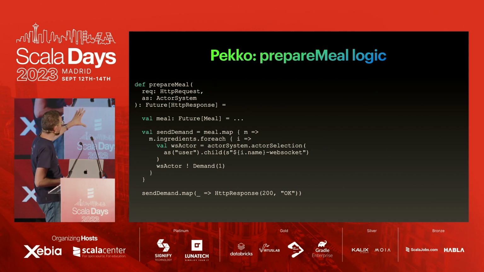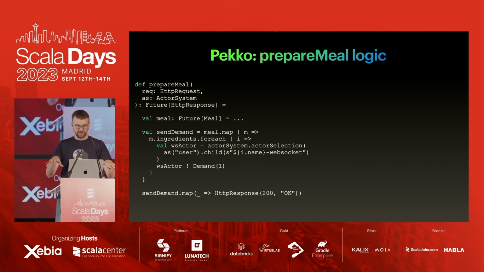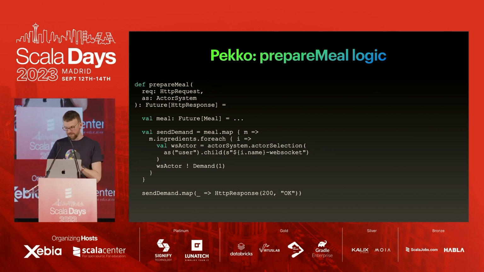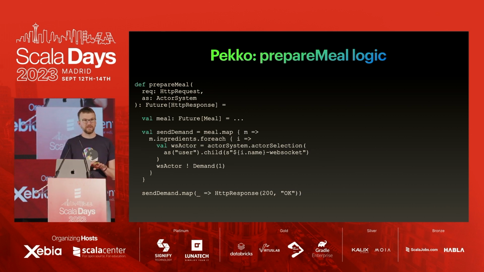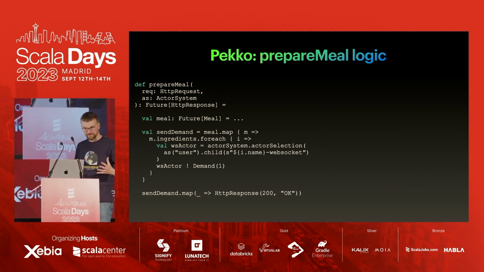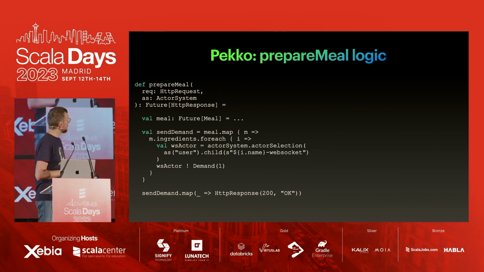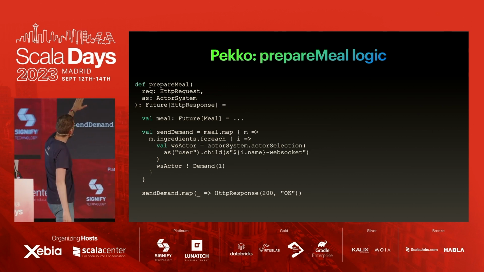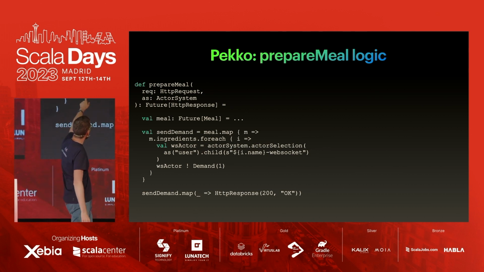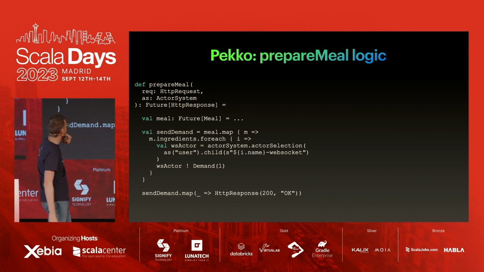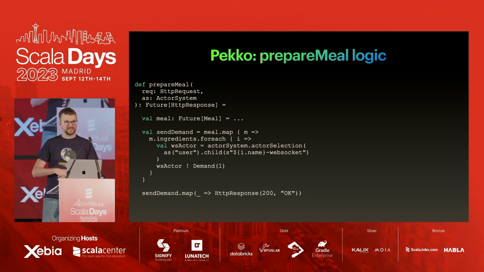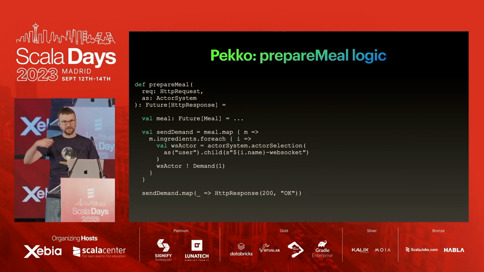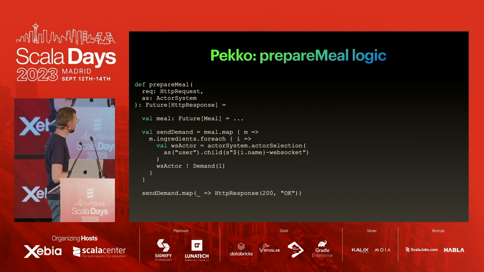So now let's jump into the last component, which is sending out the demands to the WebSockets. So here, of course, we are in Pekko's natural ground, where each WebSocket handling process is represented as an actor, just as before, right? So we just need to send out messages to those actors. So what we do is we take the ingredients of the meal, and for each ingredient, we look up the actor that's handling this WebSocket by name, and we simply send a message, right? So this message will be processed asynchronously. We don't really need to do it in parallel. Sending messages is a fast operation, so that's good enough.